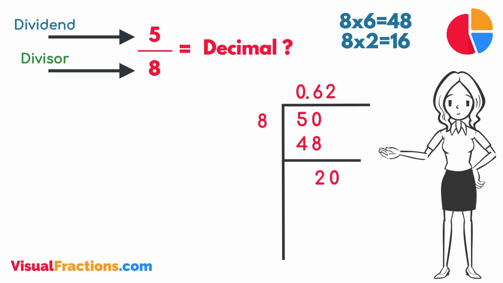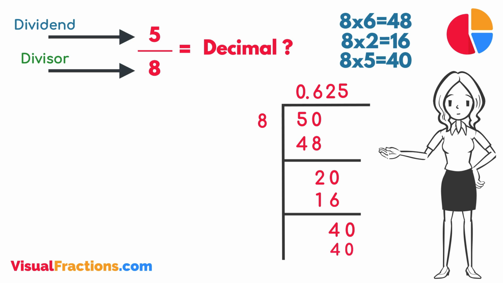Multiplying 8 by 2 gives us 16. We subtract 16 from 20 to get a remainder of 4. We add another 0, getting 40. Now, how many times does 8 go into 40? Exactly 5 times. We add this 5 to our quotient, making it 0.625.